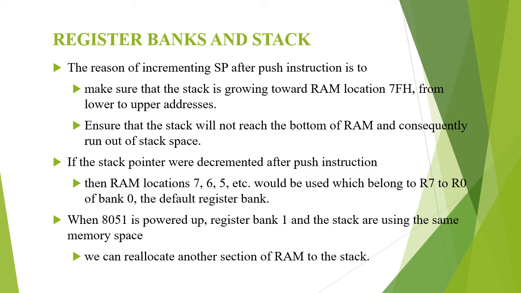If the stack pointer was decremented after the push instruction, then the RAM locations 7, 6, 5, 4, 3, 2, 1, 0 would be used, which belong to registers R7 to R0 of bank 0. When 8051 is powered up, register bank 1 and stack will be using the same memory space. So we can reallocate another section of RAM to the stack using the instruction MOV SP, #xx.